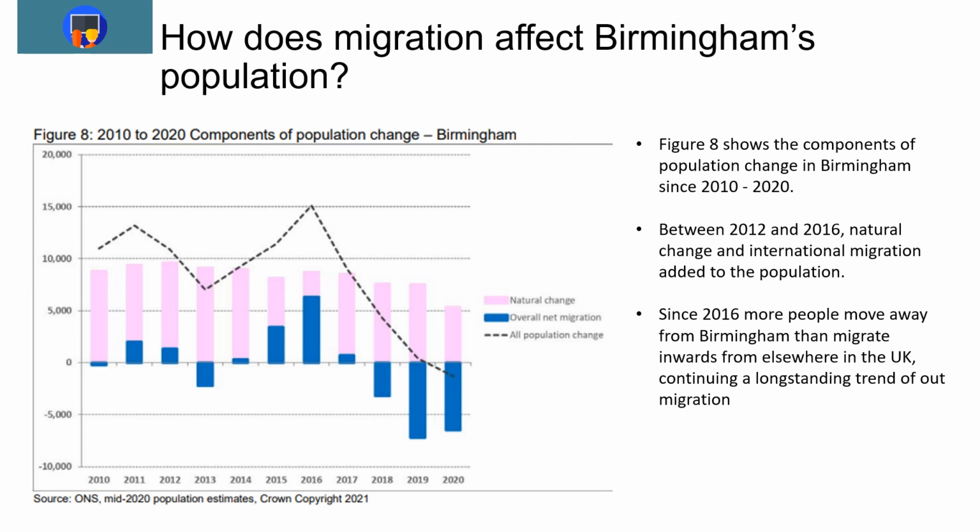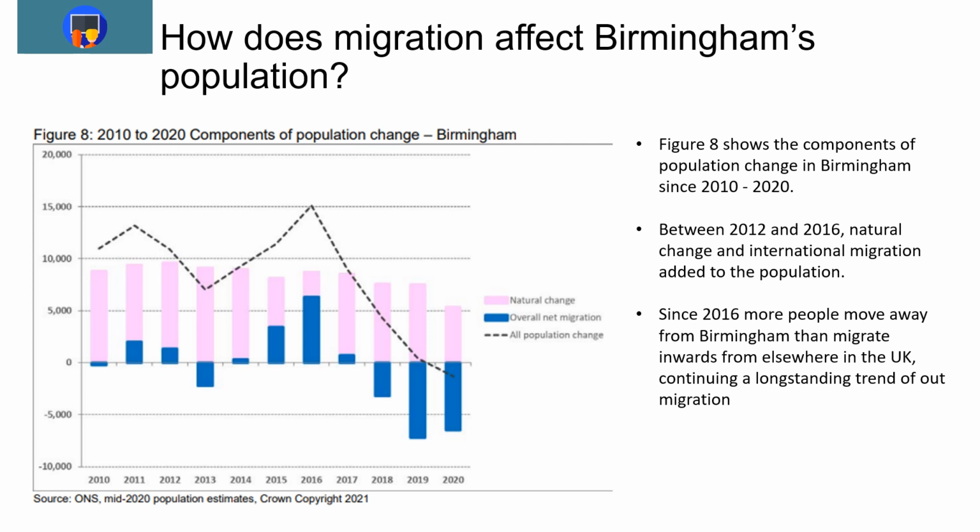Turn to page 15. How does migration and natural change affect Birmingham's population? So figure 8 shows the components of population change in Birmingham between 2010 and 2020. The pink shows natural change, which is birth rates being higher than death rates, and the blue shows overall migration. The line shows population change. Between 2012 and 2016, natural change and international migration added to the population. Since 2016, more people moved away from Birmingham than migrated inwards from elsewhere in the UK.